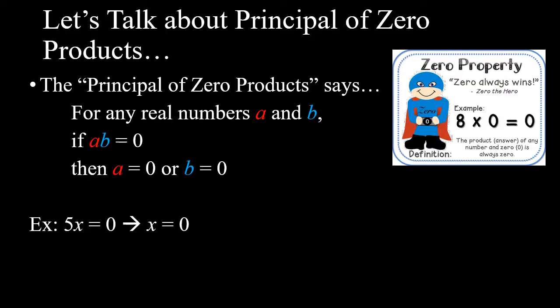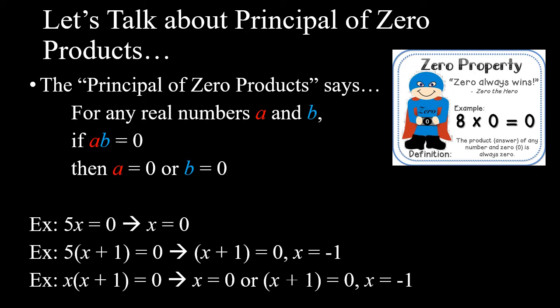So this slide is just here to remind you what the principle of zero products is. It basically says that for any real numbers a and b, if a times b equals 0, then either a equals 0 or b equals 0, right? If you have two numbers, you're multiplying them together, and the product is 0, one of those numbers has to be 0. If you're not quite sure about this still, go back and watch the introduction video to the principle of zero products. So let's take this principle of zero products and apply it to solve polynomial equations.